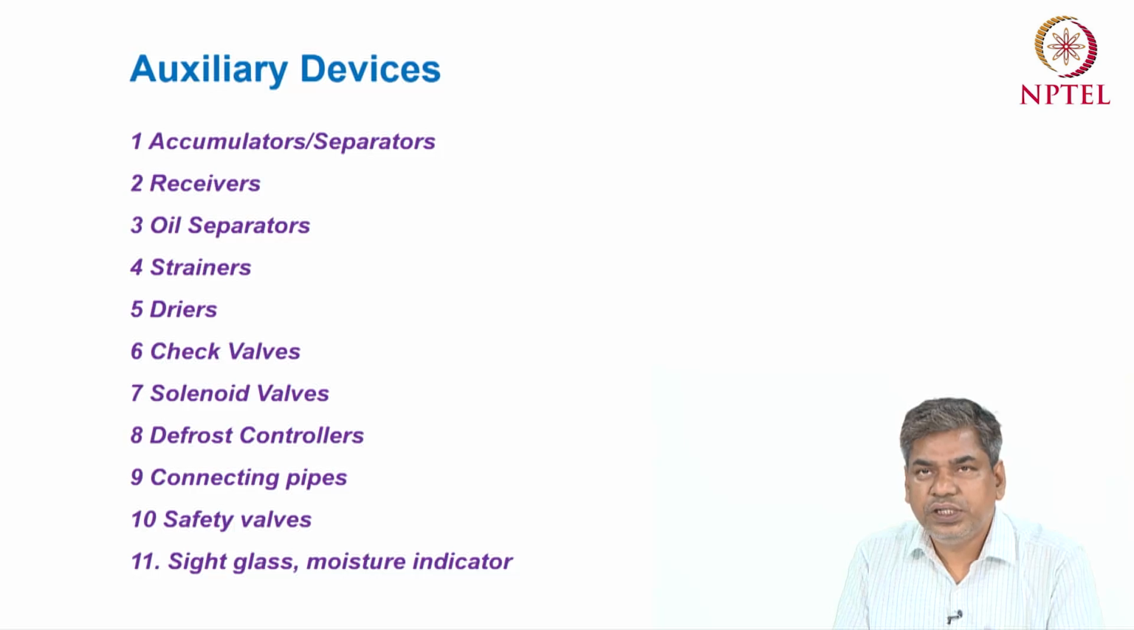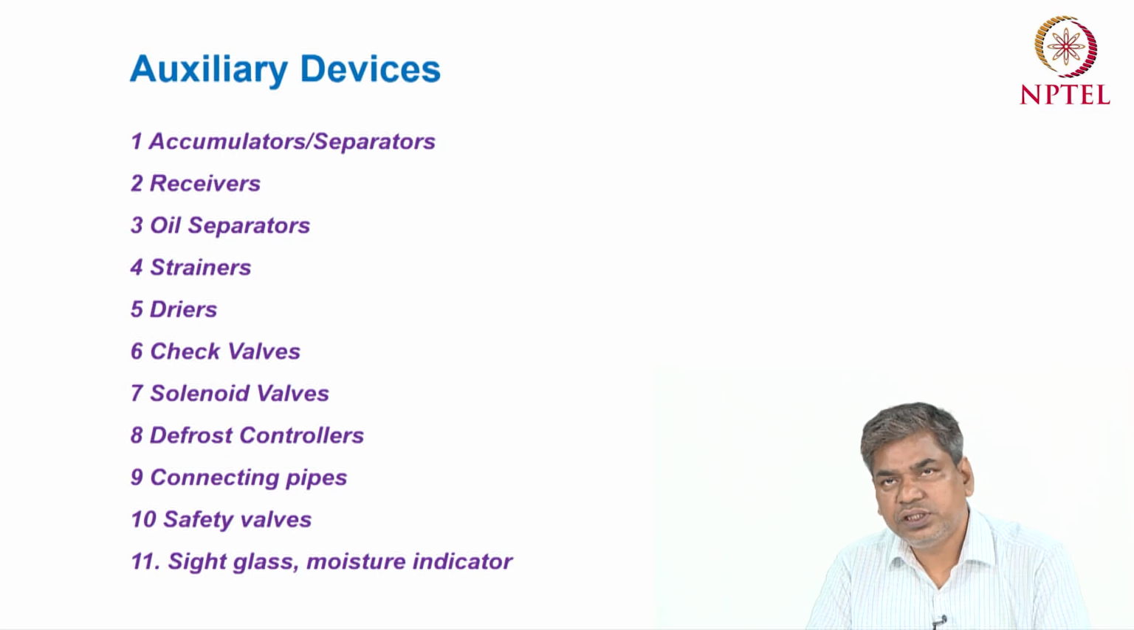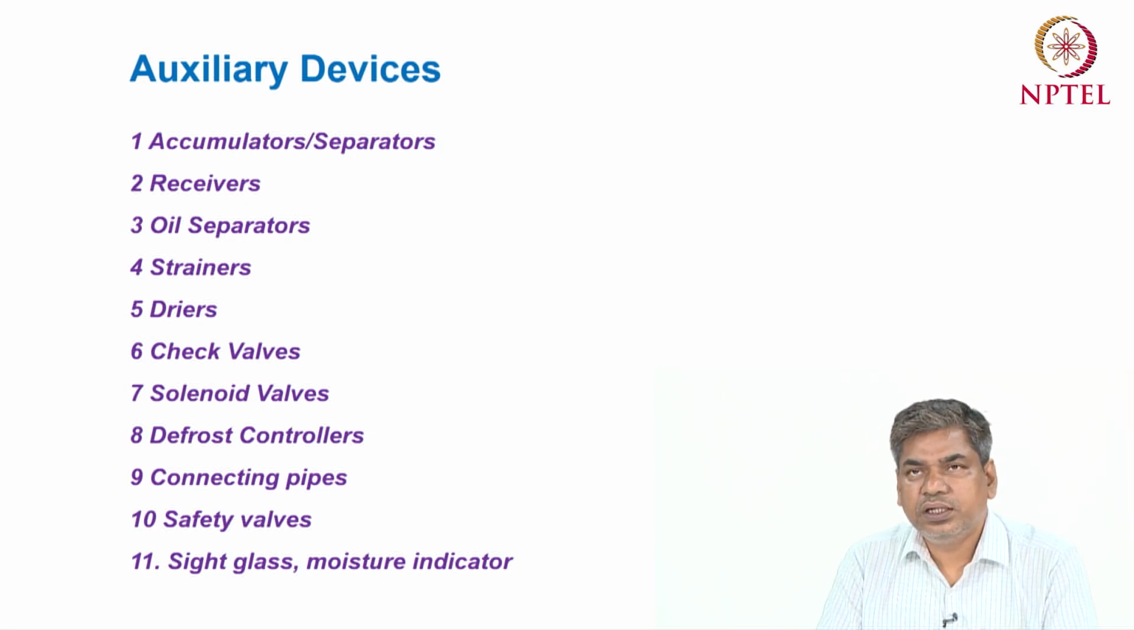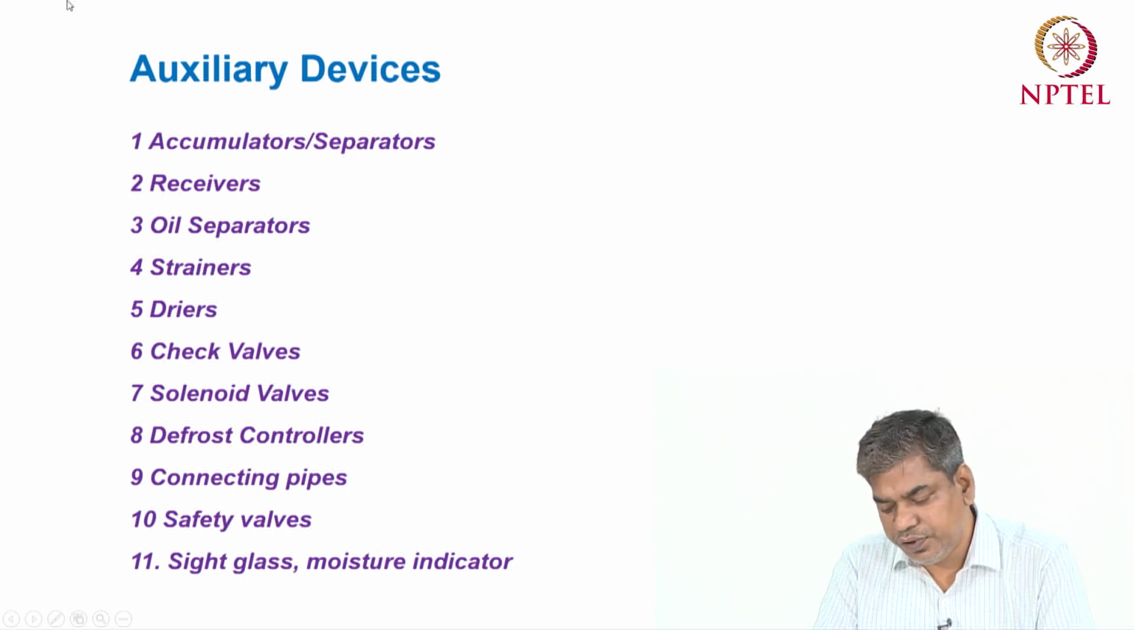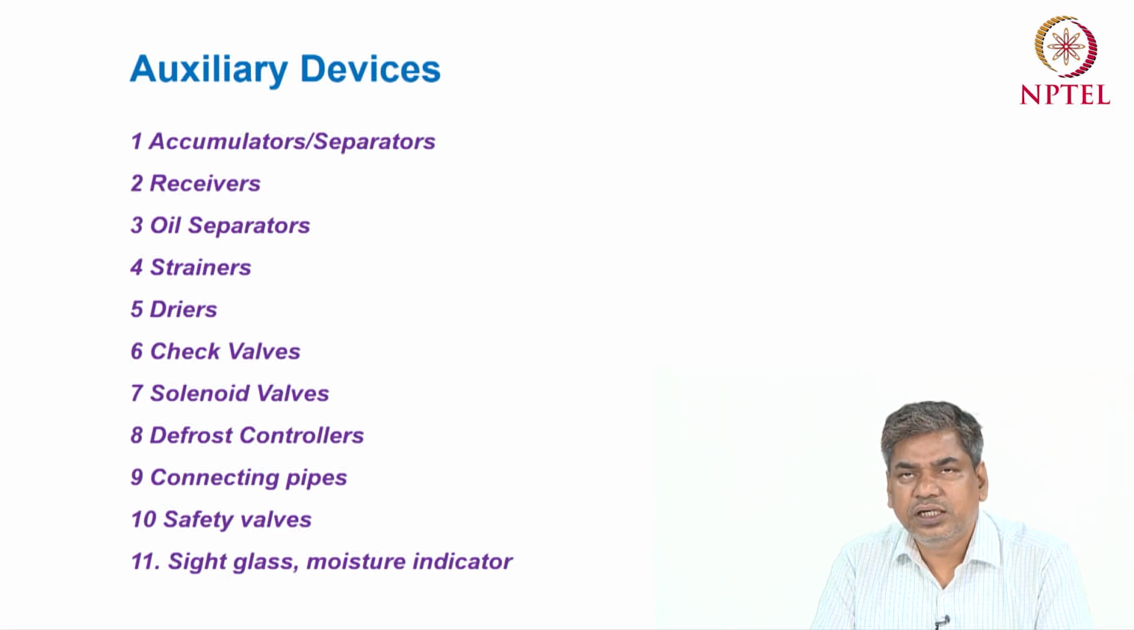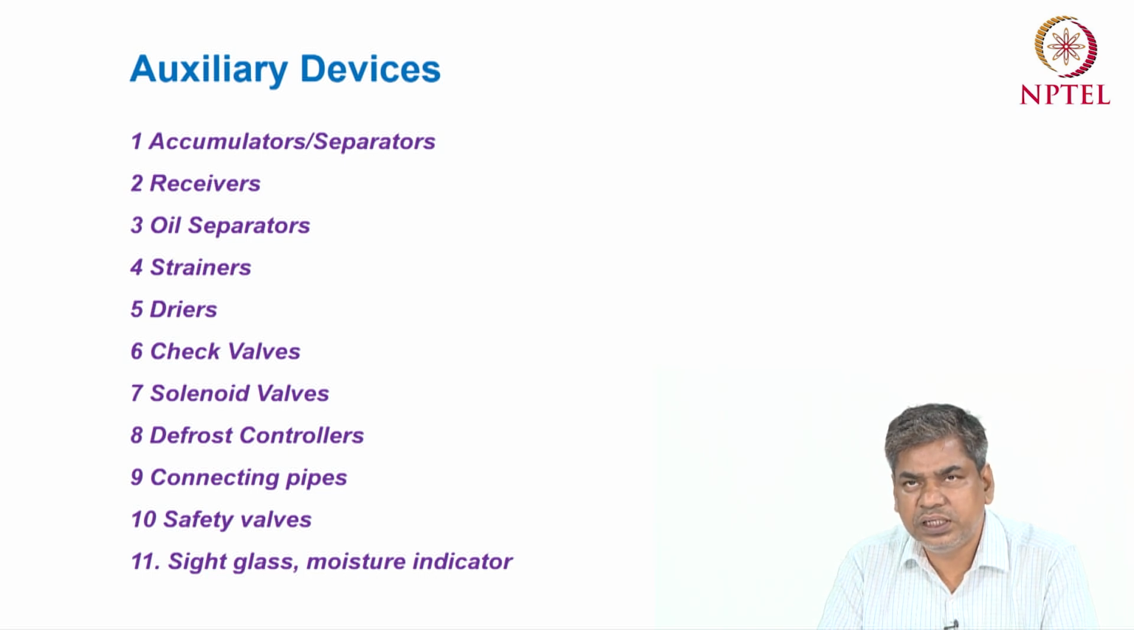Now in this lecture I will discuss some other components which are used in the vapor compression refrigeration systems. Here I have listed the auxiliary devices or auxiliary components of the vapor compression refrigeration system. There may be some other components, but I have tried to list most of the components here. So the first one is the accumulator and separator.